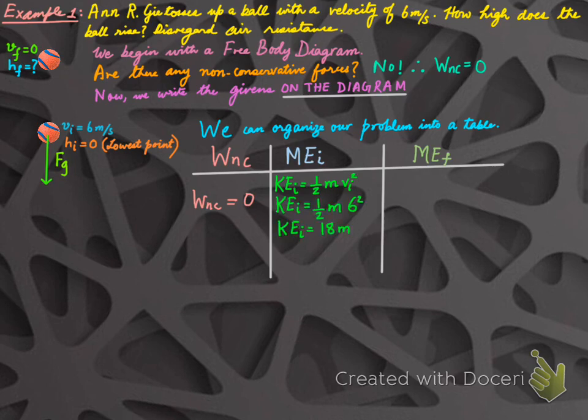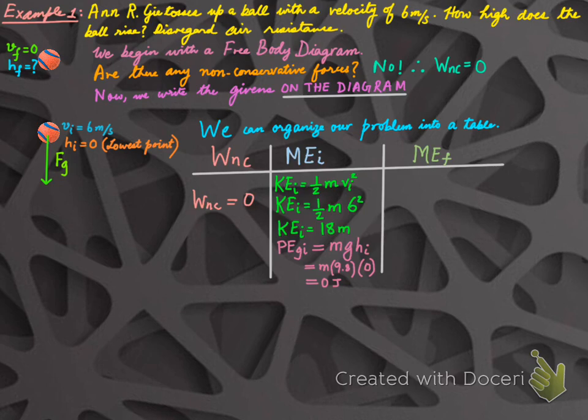So I substitute 6 for the initial velocity from the givens, and I find that the initial kinetic energy is 18 times m. Next, let's look at the potential energy. In this case, there are no springs, so the only type of potential energy you're going to have is the gravitational potential energy. So the initial gravitational potential energy is just the mass times the acceleration due to gravity times the height. And so it's just m times 9.8. And since the initial height is 0, that's just 0 joules.